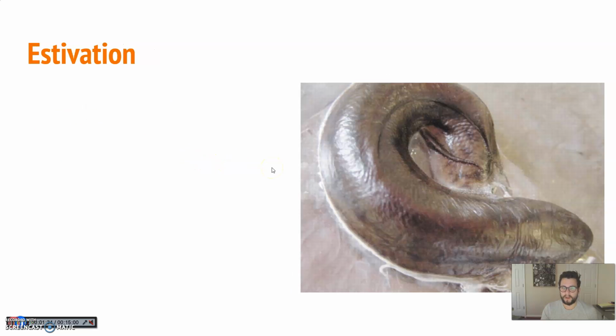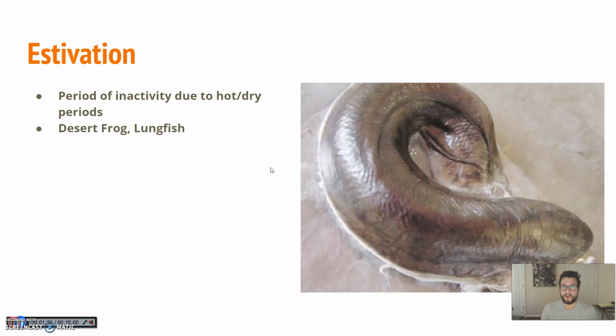Estivation is very similar, but instead of cold periods, it's more like dry periods. They're protecting themselves from loss of water. They're waiting for more water to occur, to be in the environment. So they have to have adaptations like this lungfish who has encased himself in mucus so that he can wait out this drought that is occurring. And again, like hibernation, it is instinct.